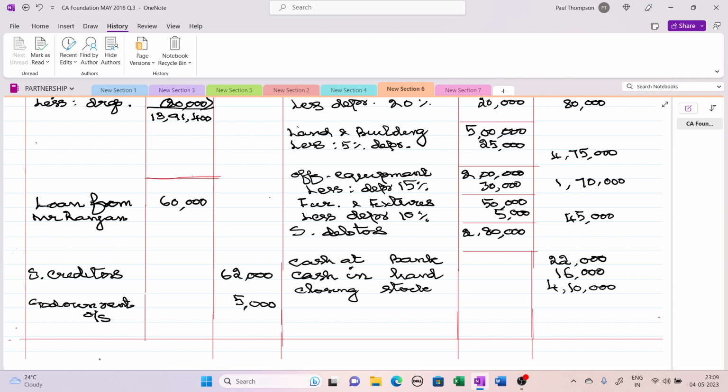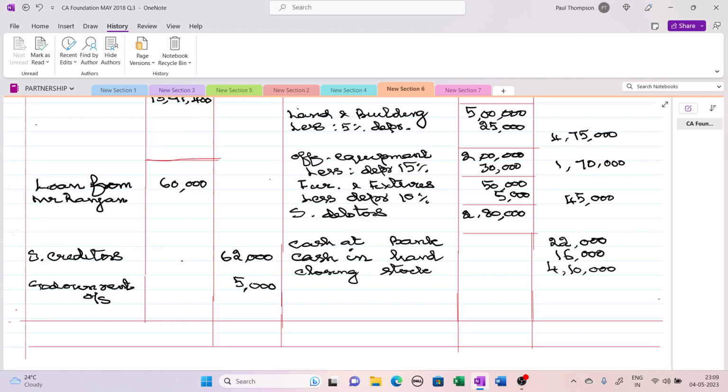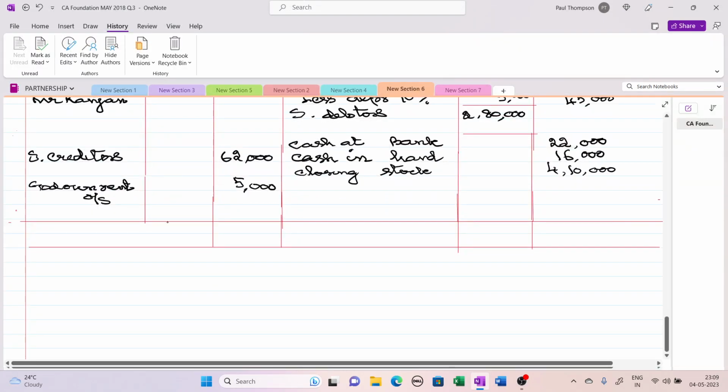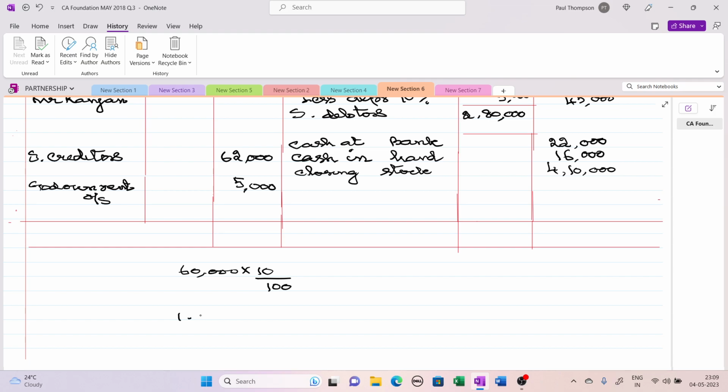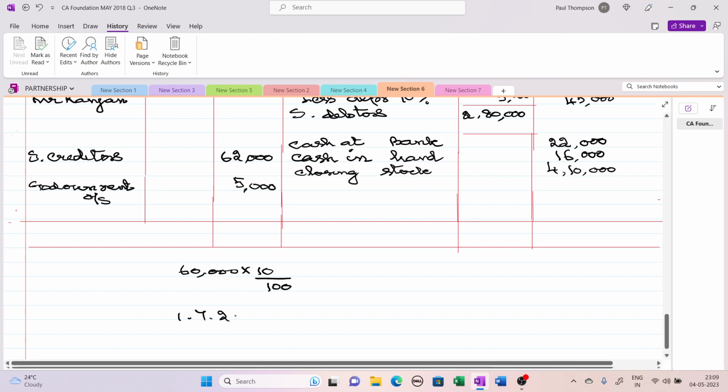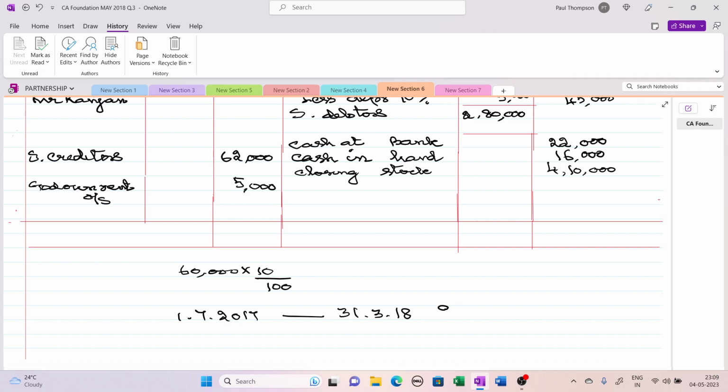Now the fourth adjustment is loan. Loan is 60,000 from Ranjan, at the rate of 10%. We have to calculate it. The 60,000 loan is taken at an interest rate of 10% per annum, and this loan is taken from 1/7/2017. So we have to calculate up to 31st March 2018. This comes as 9 months.